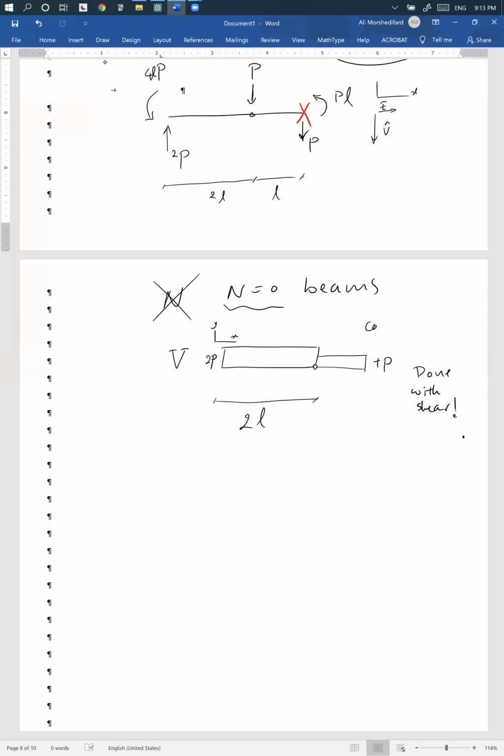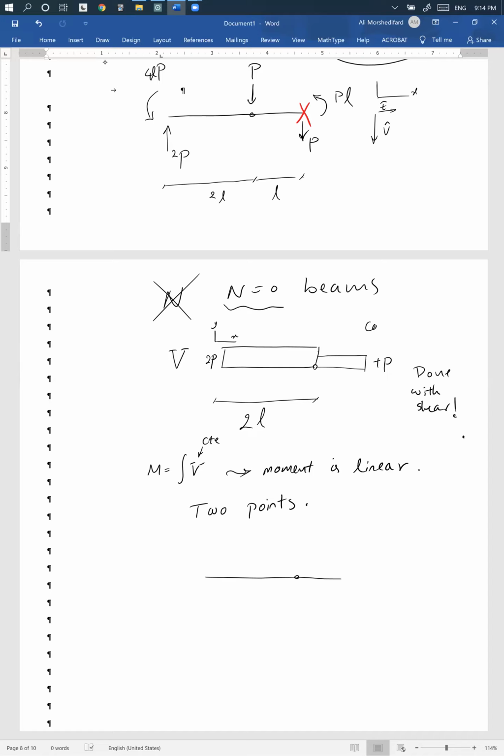You can do moment like this. Now that you have shear, and shear is constant, M is the integral of V. So shear is constant, so moment is linear, right? If I want to plot a line, I need two points of the line. So do I have two points? The first segment, the second segment.